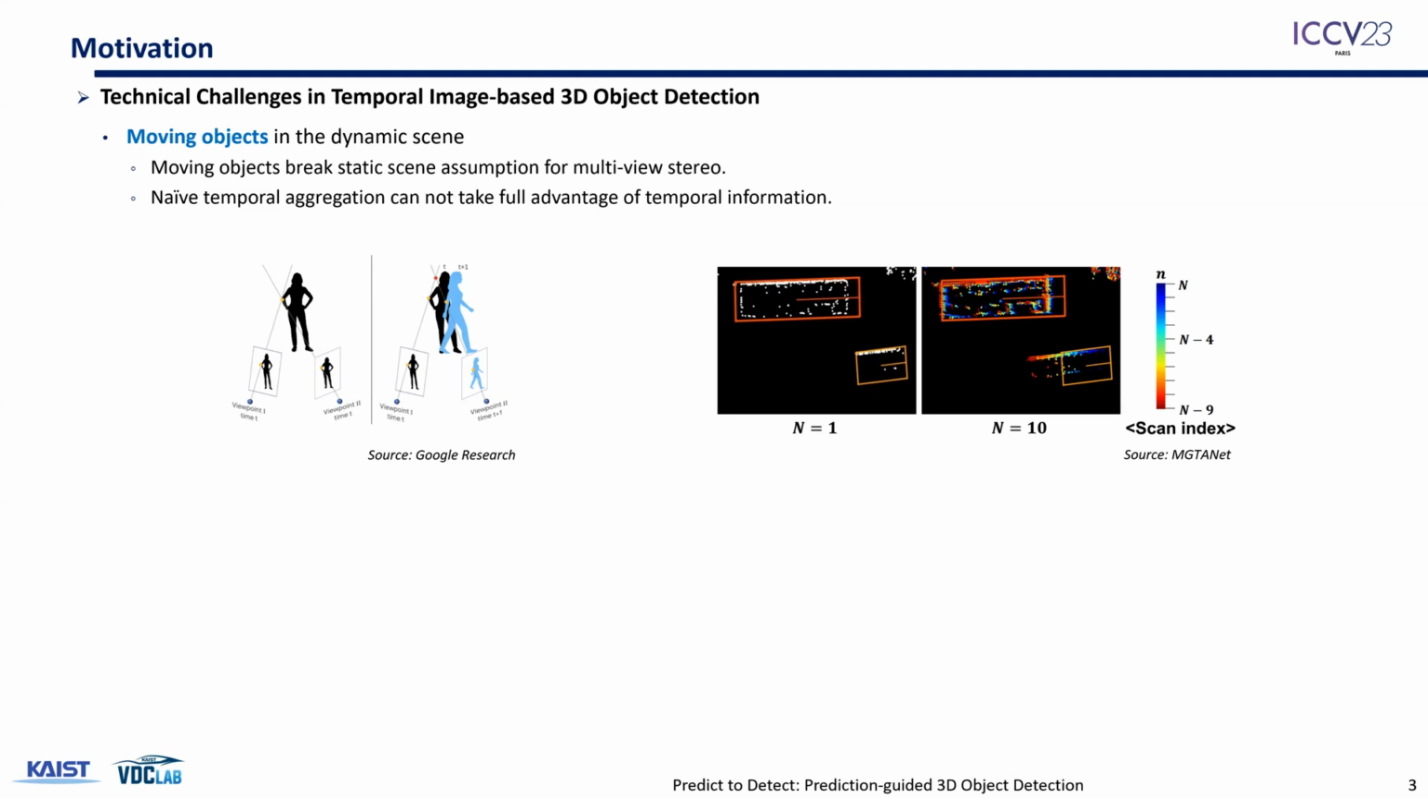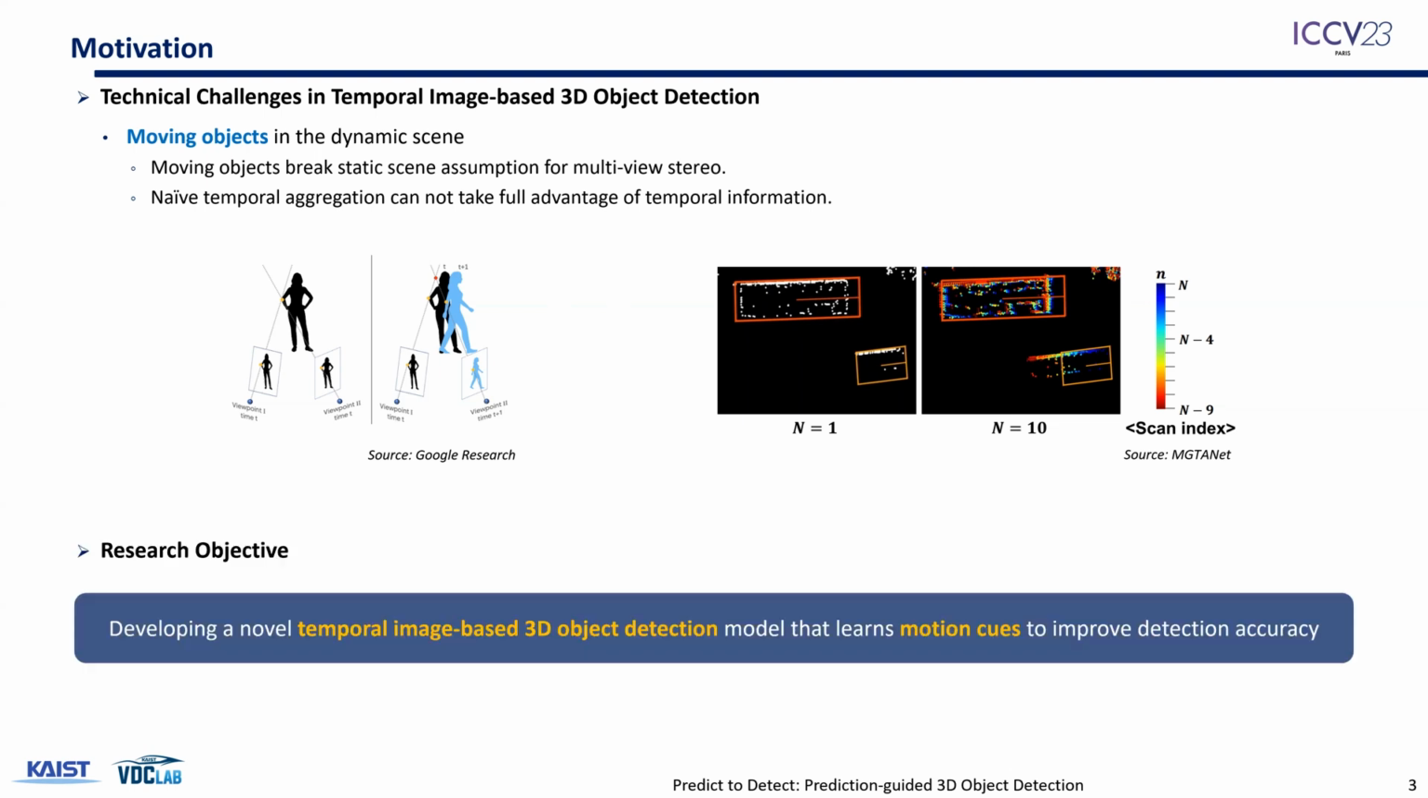Despite these advantages, using sequential images inherits some challenges. In particular, moving objects in the scene hinder taking full advantage of sequential images. Since both camera and object are moving in the sequential image setting, conventional methods based on triangulation cannot be applied. Additionally, moving objects introduce smearing effects in features, making naive temporal aggregation ineffective.